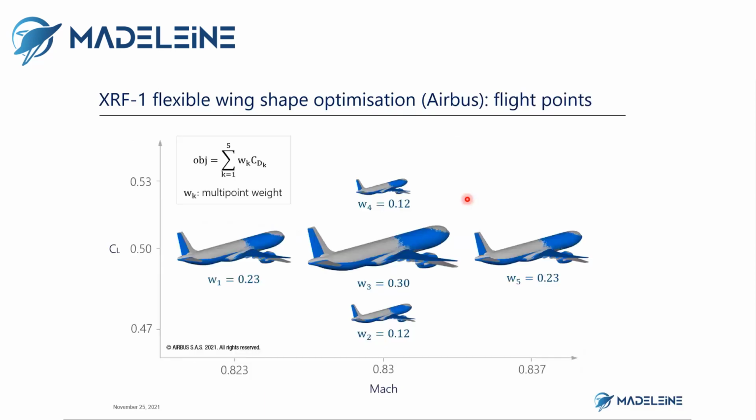Okay, so these are the flight conditions considered in the problem. So, 5 flight conditions. You also have in blue the different weights, which will result from the quadrature rule on aerodynamic performance.